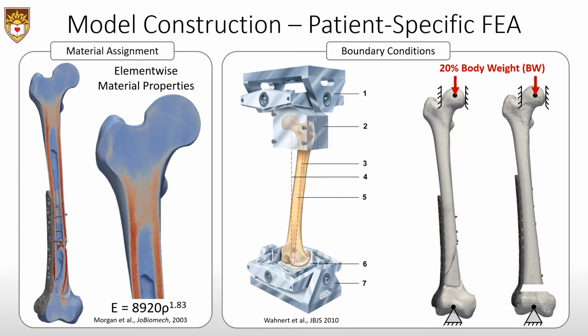The models were meshed for use with finite element analysis, and element-wise material properties were assigned based on the underlying CT radiodensity for bone regions. The boundary conditions in the finite element model were designed to replicate a bench test with a cardanic hinge on both the proximal and distal ends. Each patient had a load of 20% of their body weight applied through the center of the femoral head.